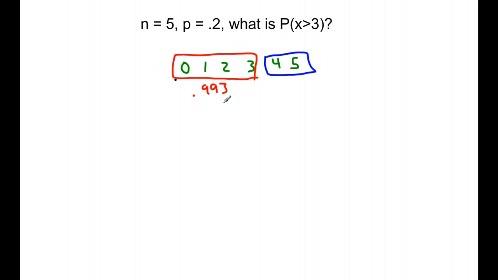So this is 0.993. Now we can figure out that plus what equals 1. Well, 1 minus 0.993 is going to give us 0.007. So the answer to this question is the thing I drew in blue at the very beginning here, this part. What is the probability of getting those values? It's going to be 0.007. And we'll see another example where it's flipped like that in just a moment.